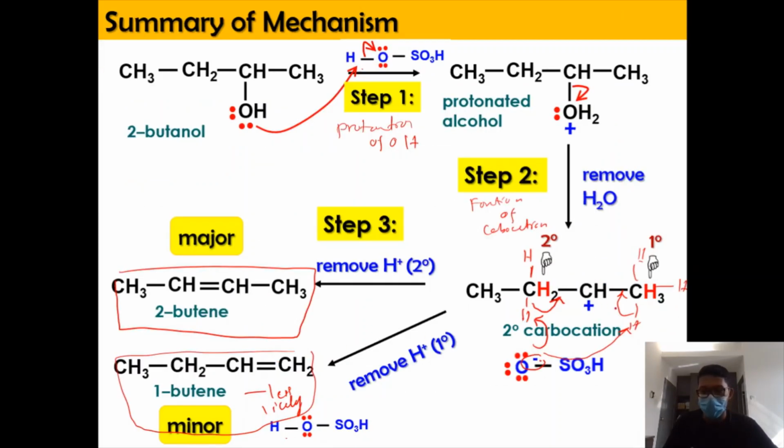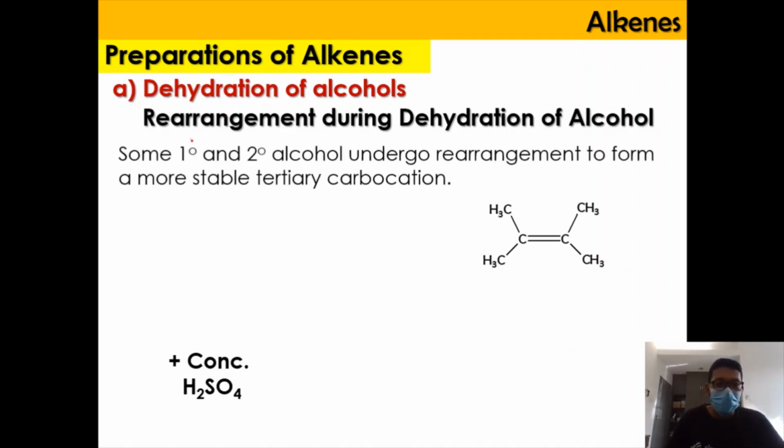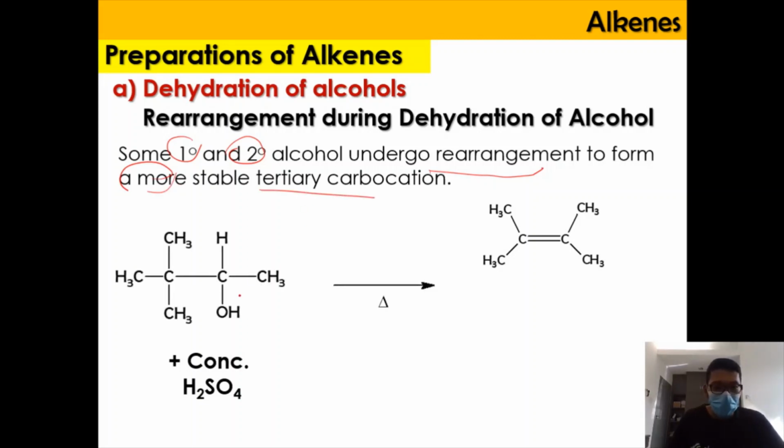Okay, so during the dehydration of alcohol, rearrangement can occur. Some of the primary and secondary alcohols will undergo rearrangement in order to form a more stable tertiary carbocation. Let's say we are starting with a secondary alcohol, as shown here. So this one is first, second. The OH is attached at the second carbon, so it's going to be a secondary alcohol.